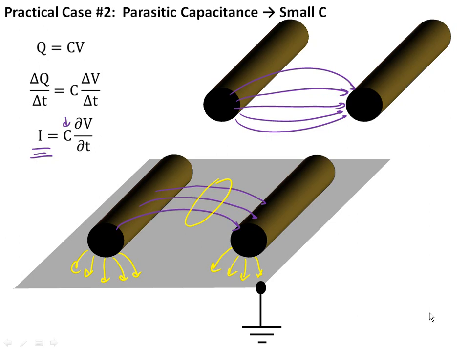So hopefully this has shown you some examples of capacitance and how we design things to either have big capacitance if we want to store energy, or minimize or have small capacitance between conductors if we're worried about getting crosstalk between wires or coupling one signal onto another.